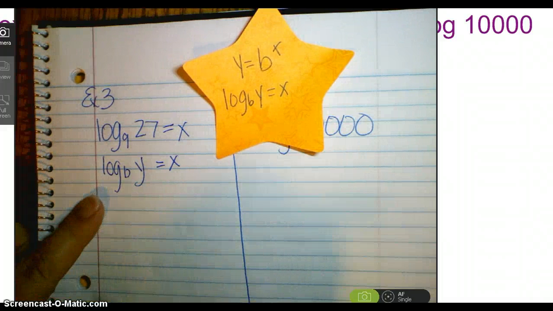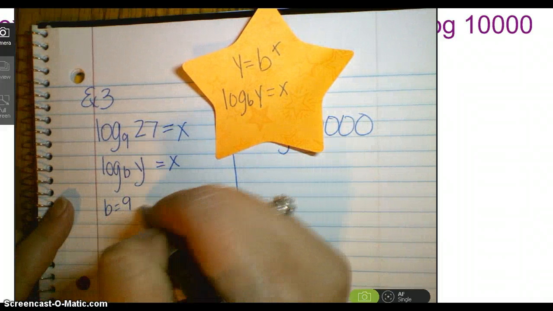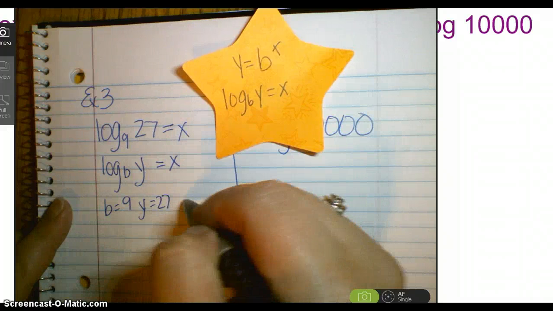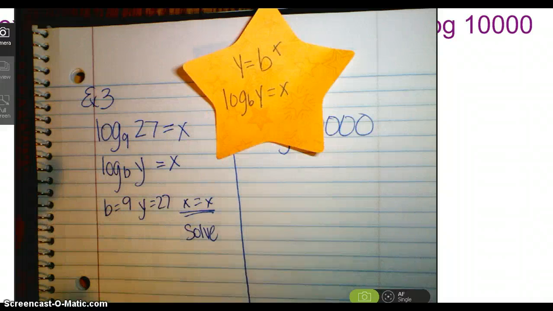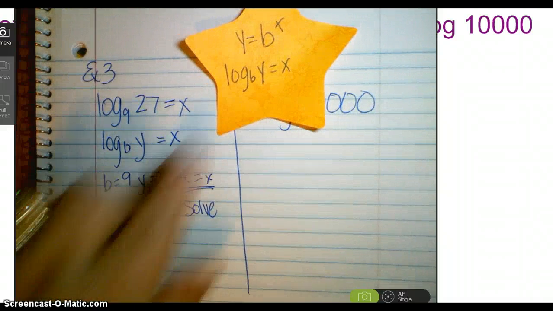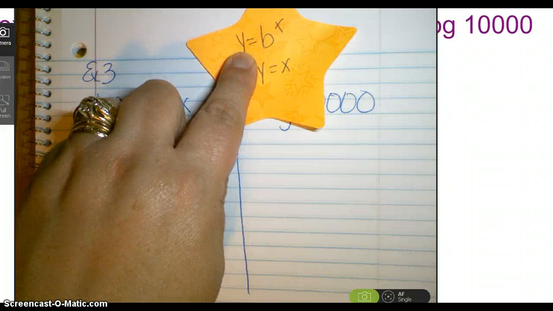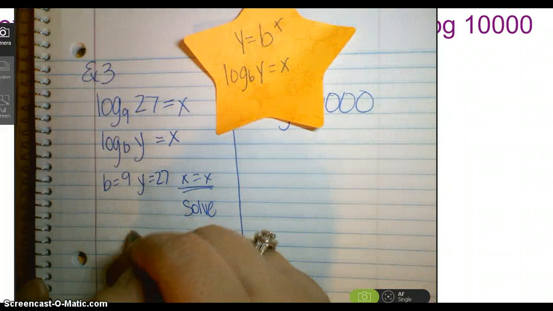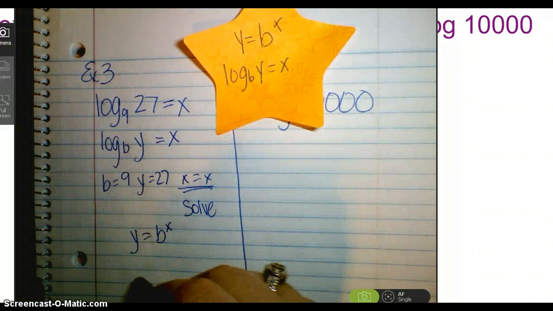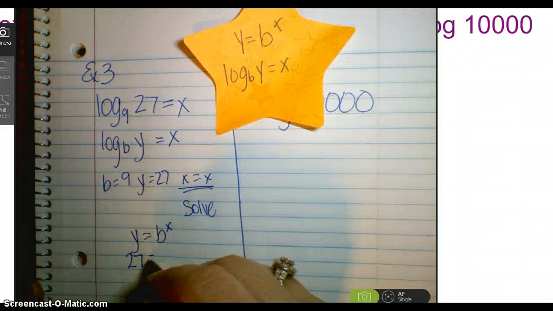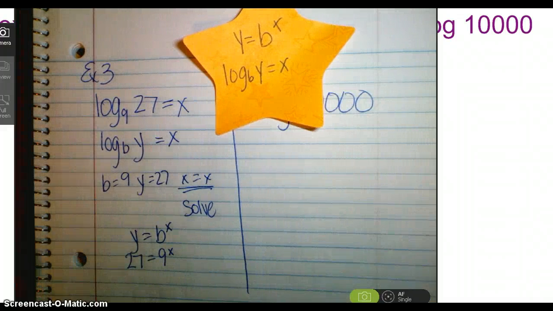So if I line this up, that means b is 9, y is 27, and x is x. So that means you're going to have to solve for this part right here. Now I also know that I'm going to have to use this exponential form if I'm going to solve. So y equals b to the x is going to go here. Y is 27, b is 9, and x is x.